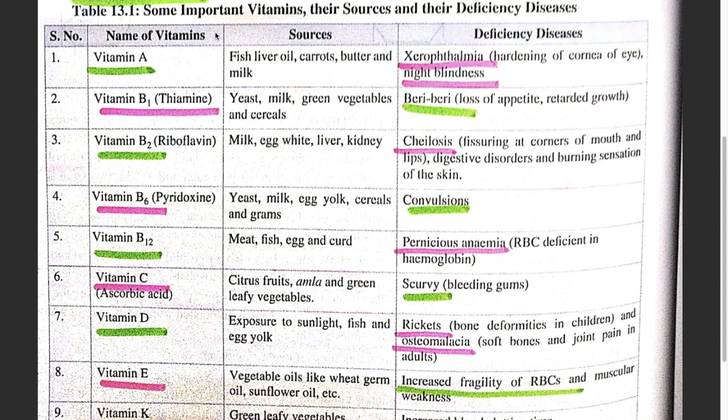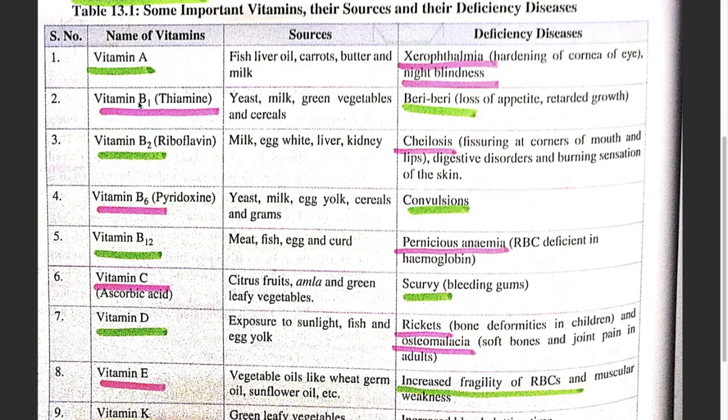So let us study some important vitamins, their sources and deficiency diseases, of which I am sure you have learnt a few in your lower classes as well. Vitamin A, the rich sources are fish liver or cod liver oil, carrots, butter, milk, etc. The deficiency disease it causes is night blindness or xerophthalmia, which refers to the hardening of the eye cornea.